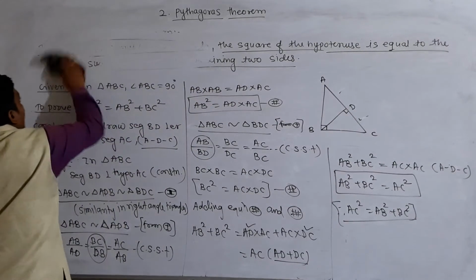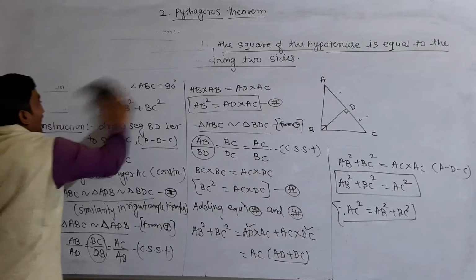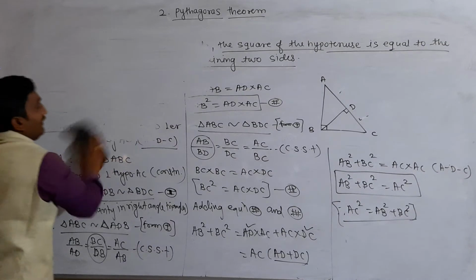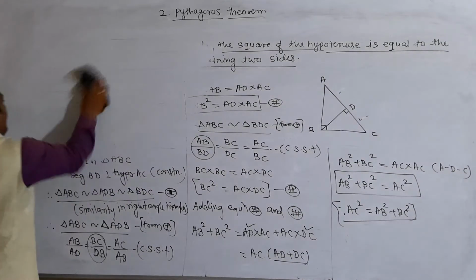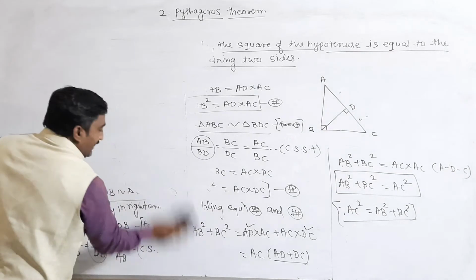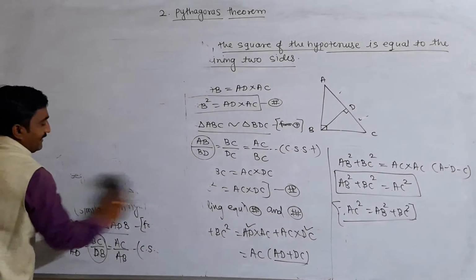In a triangle, when the square of one side is equal to the sum of squares of the remaining two sides, then that triangle is a right angle triangle.